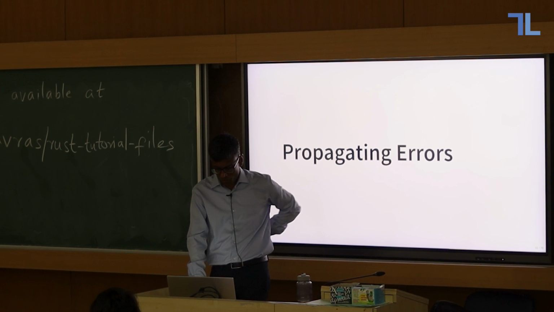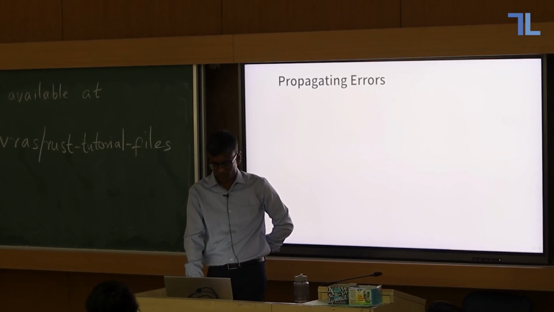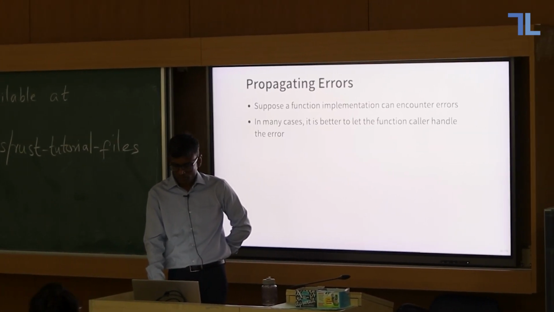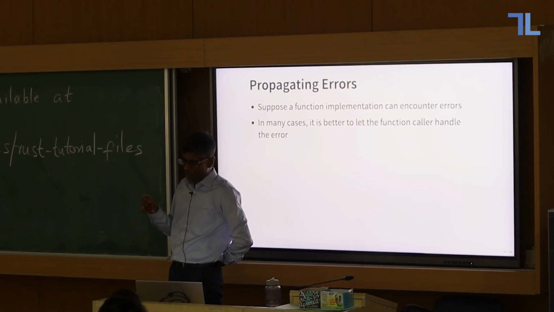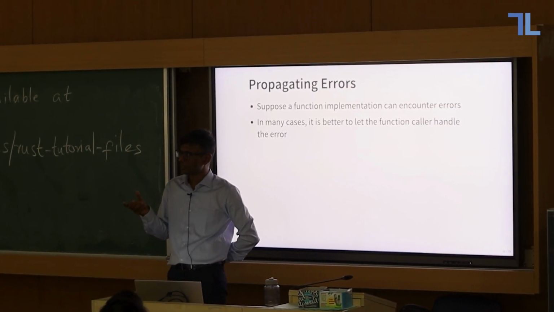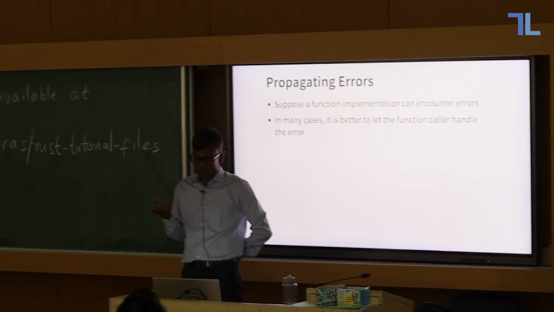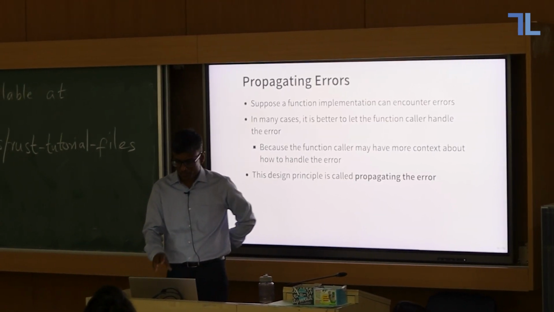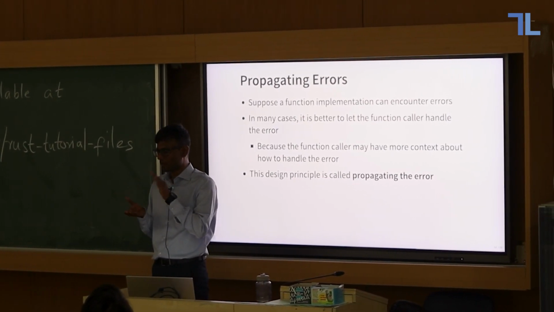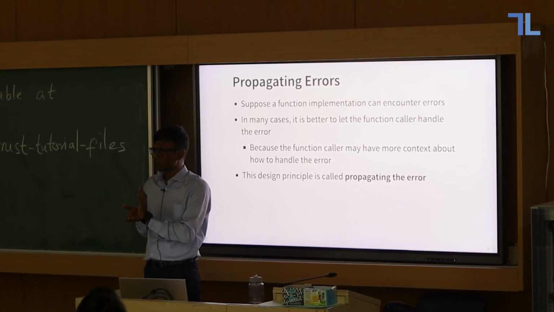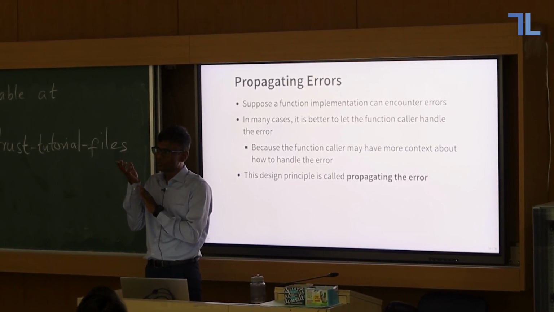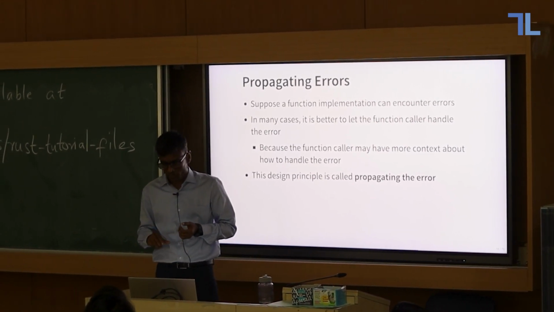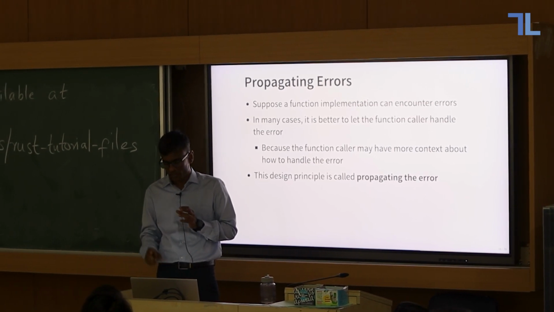Like for example, let's consider this case of propagating errors. Suppose I have a method which can return an error. In many cases, you want the method caller to handle the error, because the caller may have more context about what to do if, say, opening a file fails. So this principle is for propagating the error. If you have a method for opening a file, you don't want that method to handle the error. You want to bubble up the error to the caller and let the caller figure out how the error should be handled.